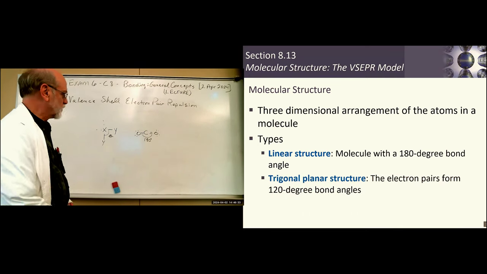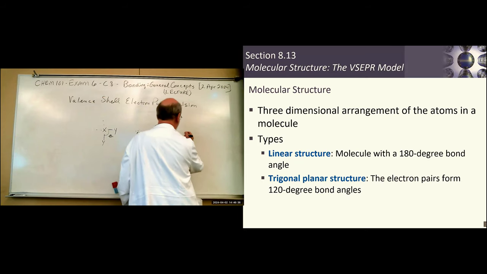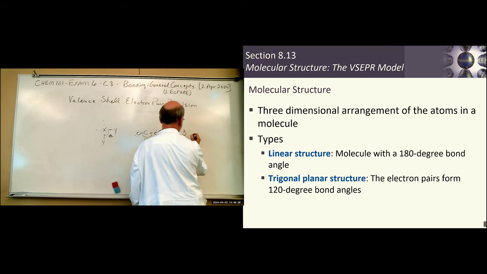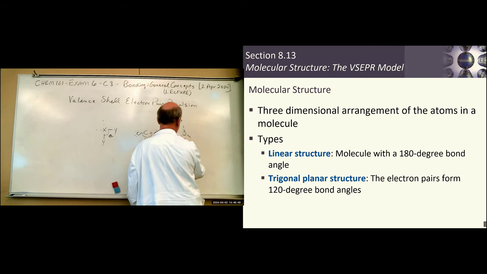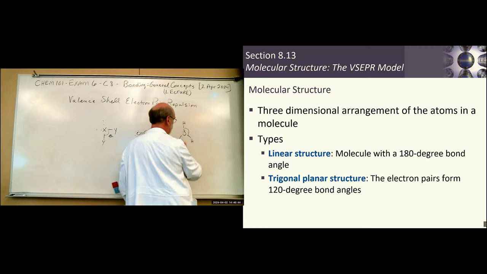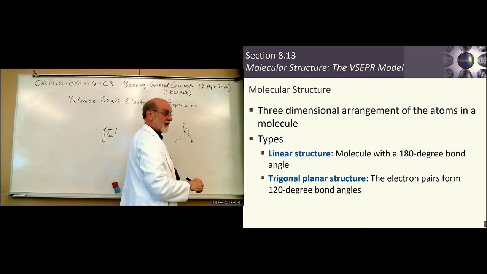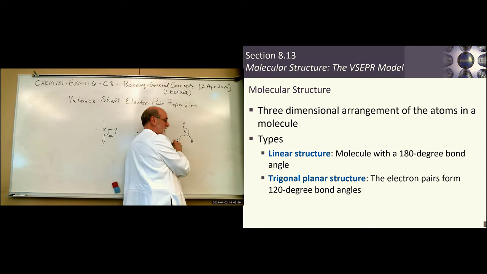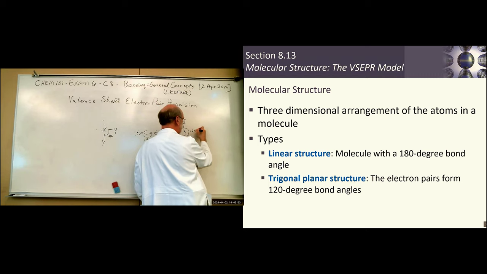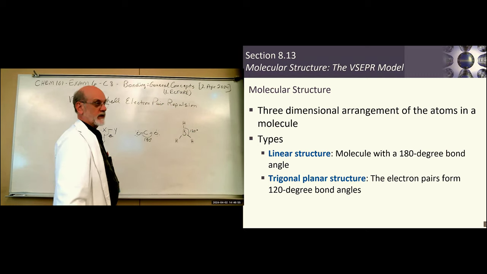If we have a trigonal planar like boron trihydride, what's the bond angle, right? Well, we know that 360 degrees is all the way around, right? We got to evenly divide it among three. So each bond angle is 120 degrees. Three times 120 is 360.